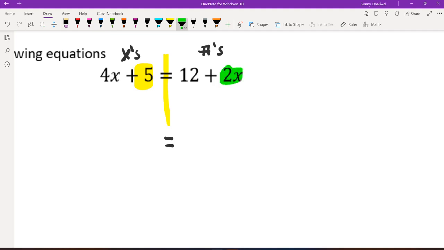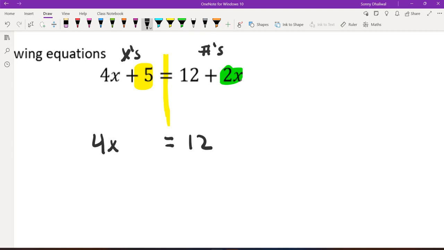Okay? So everything that stays the same. So the 4x stays the same. The 12 stays the same. All right? Everything that goes becomes the opposite. So the 5 was on the left side. It's going to move to the right side. So how's it going to look like on the right side?